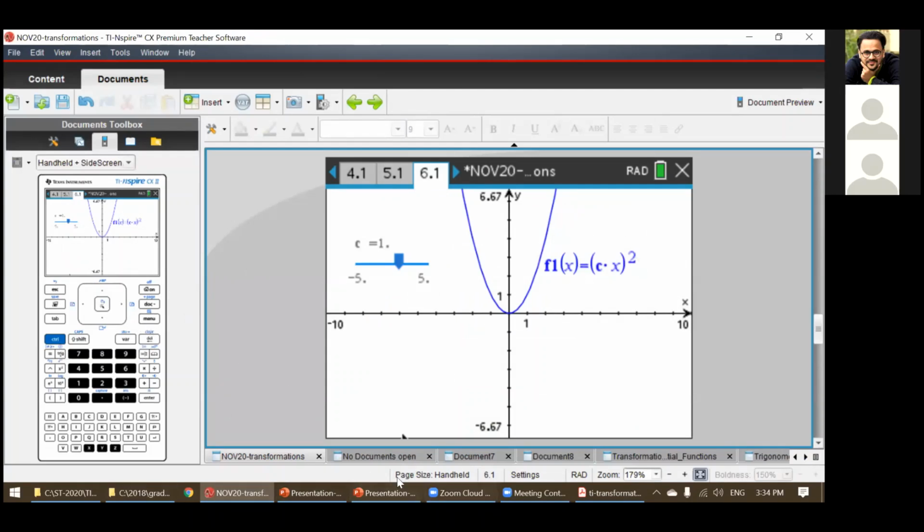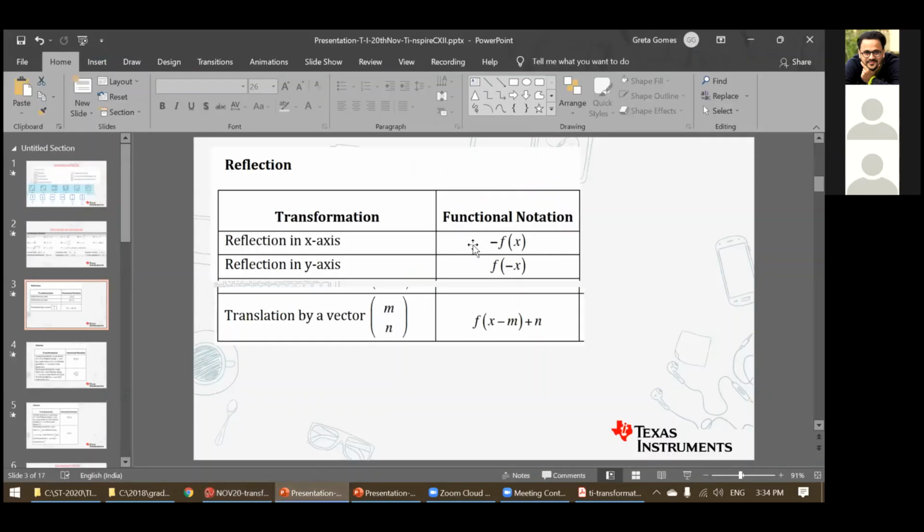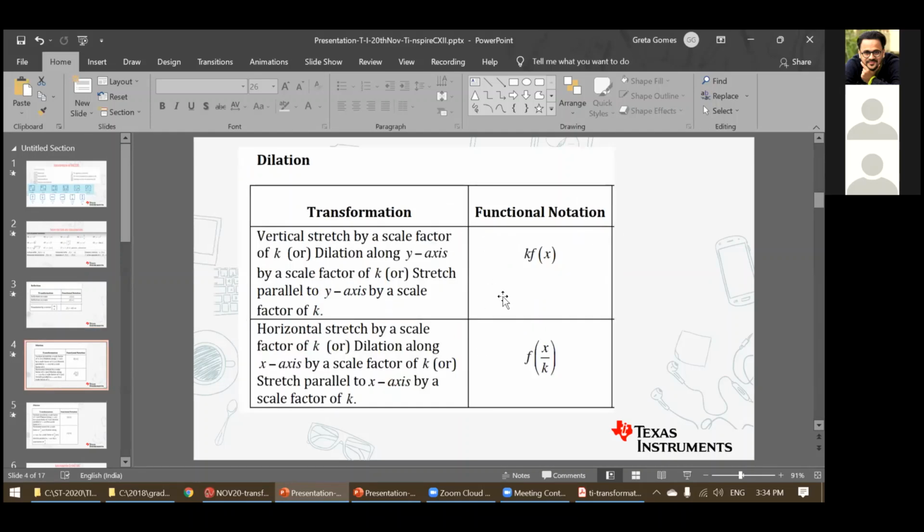So the reflection in the x and y-axis is directly obtained by putting the negative sign. You know that if it is in the x-axis, the negative sign is outside the function, and if it is in the y-axis, the negative sign is inside the function. This is what we just discussed. If you have a scale factor outside the function, you'll have a vertical stretch. This is what I am going to show you with respect to the trigonometric graphs.